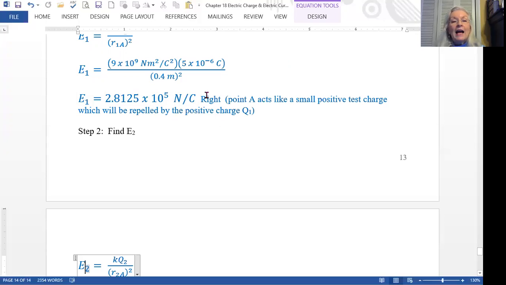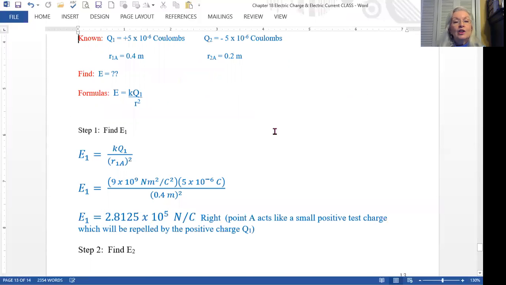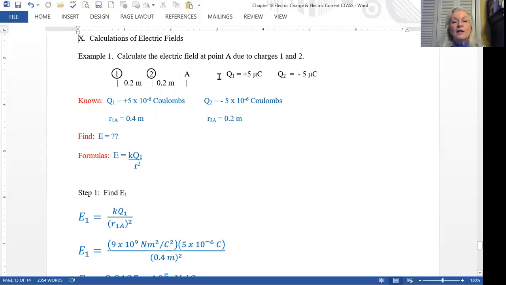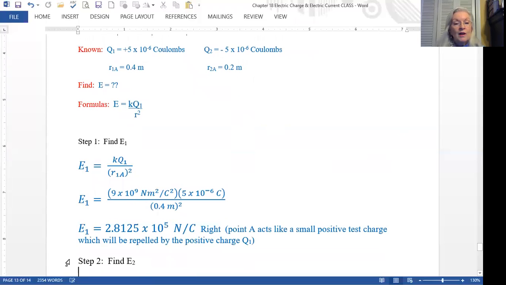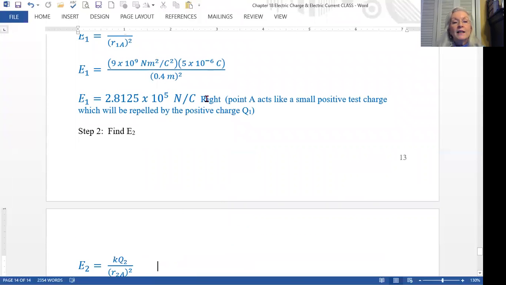How do I know which way it points? Well, we have to go back and look at it. And we have to know, what is charge 1? Charge 1 is a positive charge. At point A, you have your positive test charge. A positive test charge would be repelled by the positive charge at Q1. So positive test charge at A would go to the right because it's being repelled by our positive charge 1. All right, so it goes right.